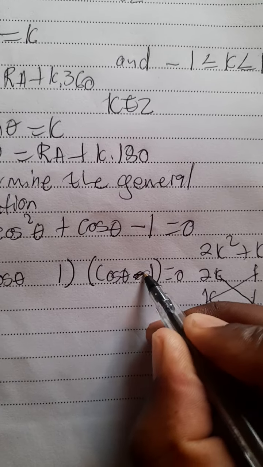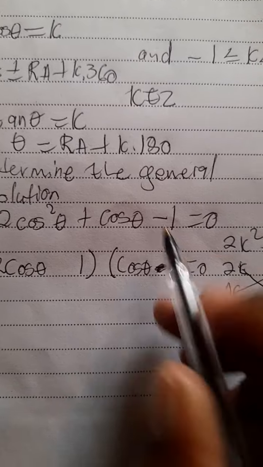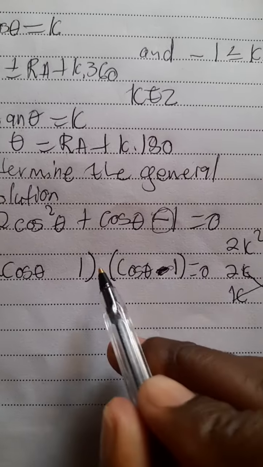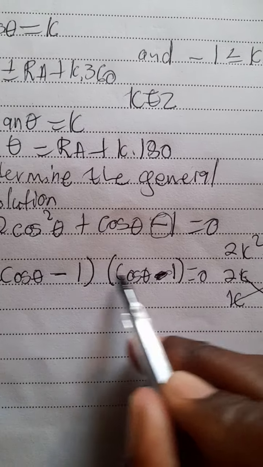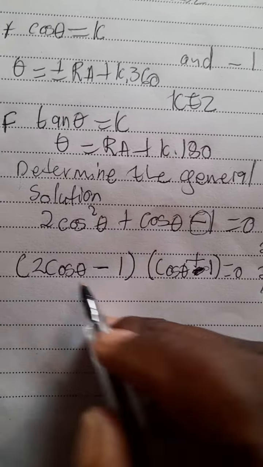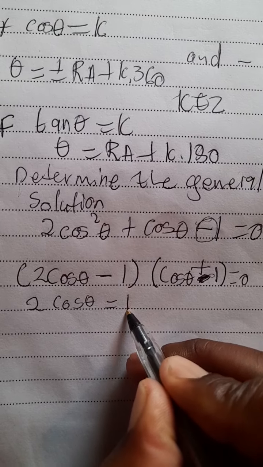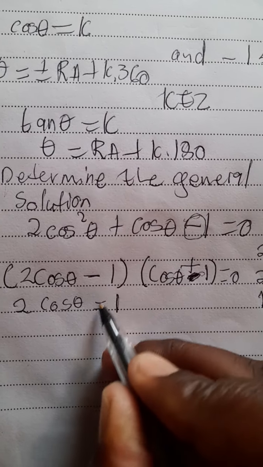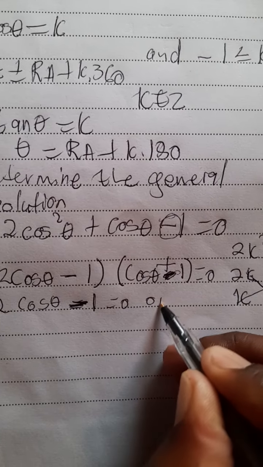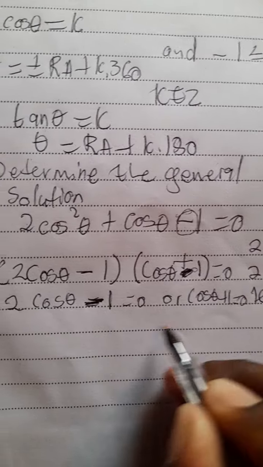Oh, sorry, I should not have put the signs in yet. Yes, I was in a rush. If your last term here is negative, you will have different signs. This one will have a negative sign and this one will have a positive sign. We will then equate everything to 0. We are going to have 2 cos theta minus 1 equated to 0, and cos theta plus 1 equated to 0.